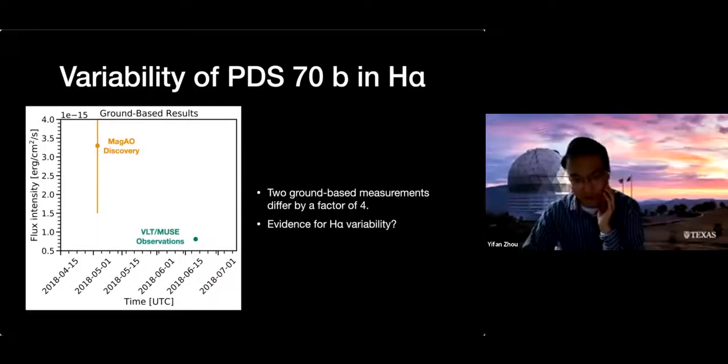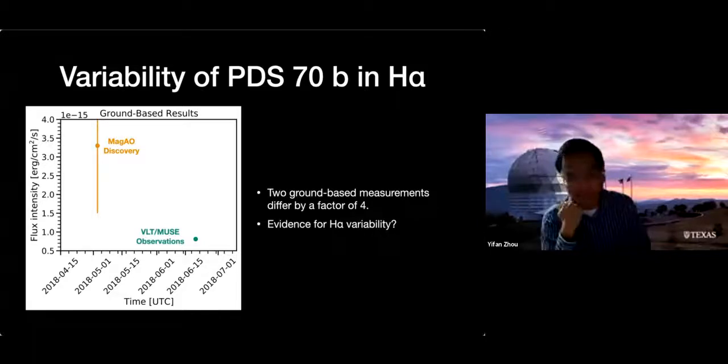The last point I want to mention is about the variability of PDS 70b. In the previous two ground-based observations, the H-alpha flux from the planet differs by a factor of 4. Although it's less than 2 sigma, this difference is quite significant, so it's possible evidence for H-alpha variability. In our observation, our entire observation time baseline is nearly 5 months, so we can have a time-resolved photometry light curve for PDS 70b from our observation.